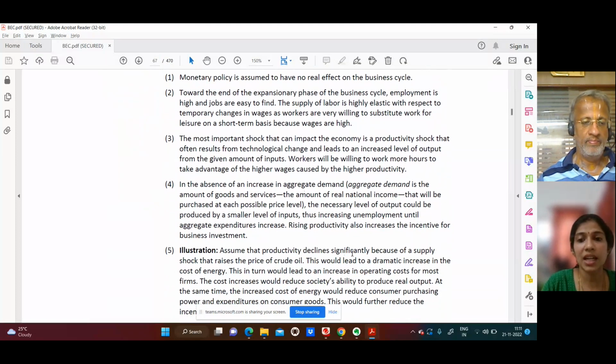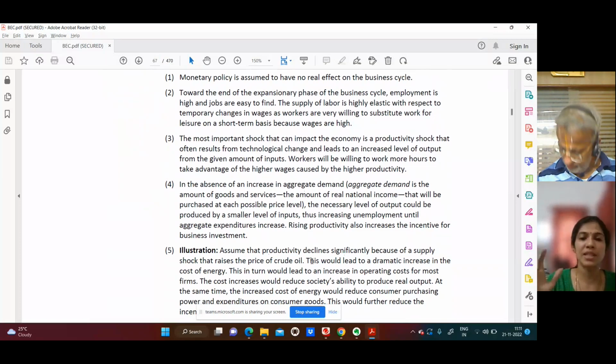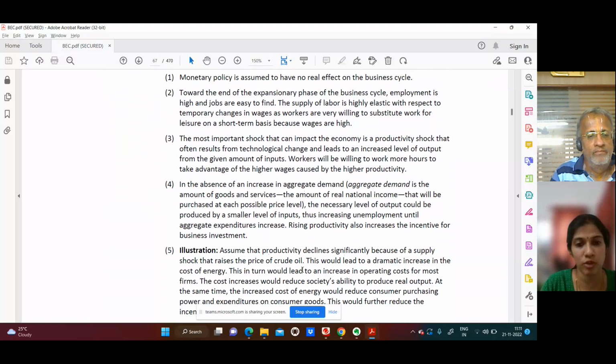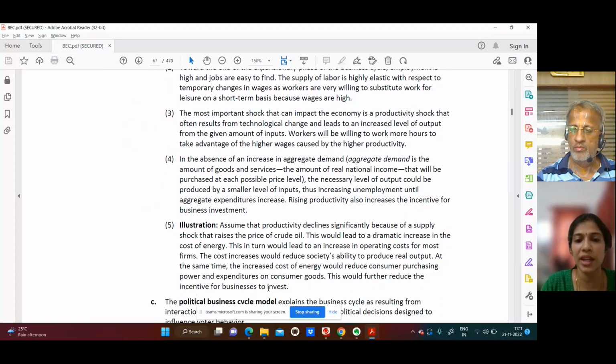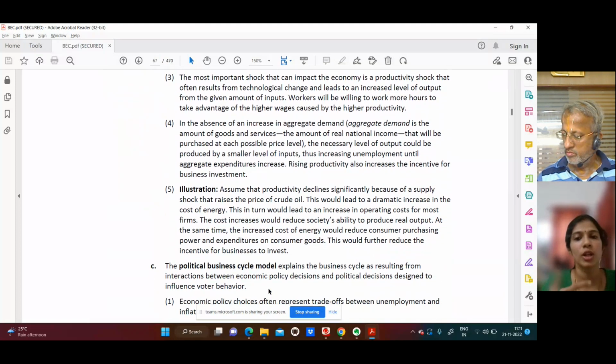So the productivity declines significantly because of a supply shock that raises the price of crude oil. So I told you it is not about just the technological shock. It is basically the shocks from all your supply side, right? So there's a supply shock on account of rising prices of crude oil. This will lead to a dramatic increase in the cost of energy. This in turn would lead to an increase in the operating cost for most firms, and because of the increase in operating costs, the real output which you are producing is becoming lower.